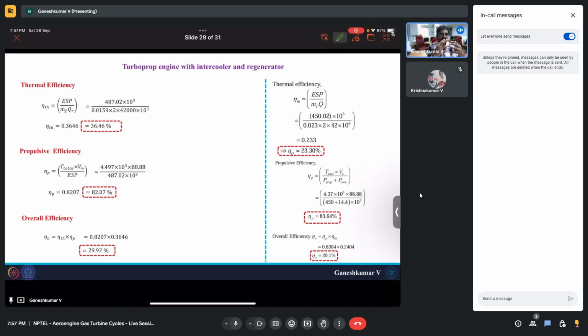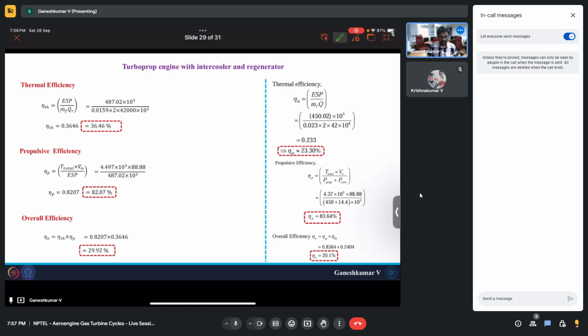Usually what people observe is that their target is to get at least a 4% increase from the intercooler and regenerator. That is what people usually see. So in reality, from 23.3% you can go up to 27 or 28%, while here we got 36.46%. You can do this as homework, or whenever you are free: vary the effectiveness of the intercooler and regenerator, and also the pressure losses, and see where it lies.